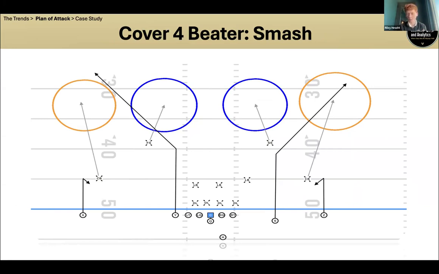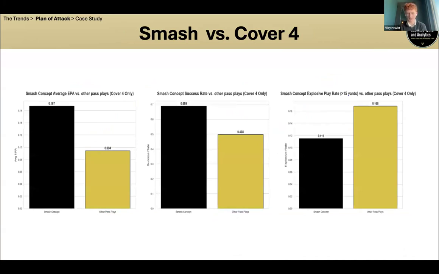Now, smash works really well against cover four because of how it attacks that outside corner. It puts that outside corner into a vertical high-low stretch where they're forced to pick between covering that deep corner route and that shallow hook route, leading to easy completions for the offense. And this is once again reflected in the data.